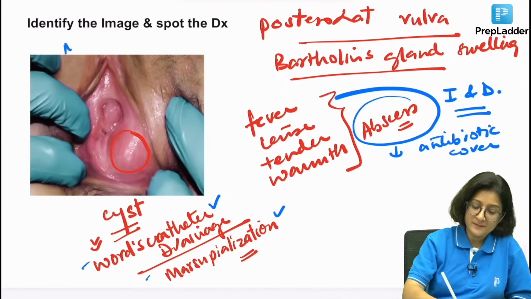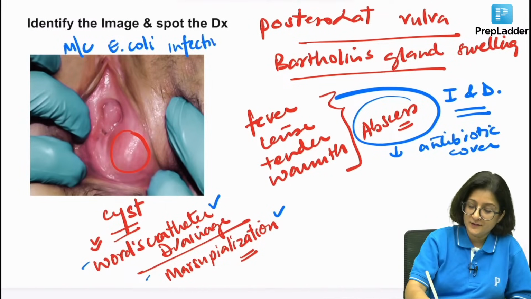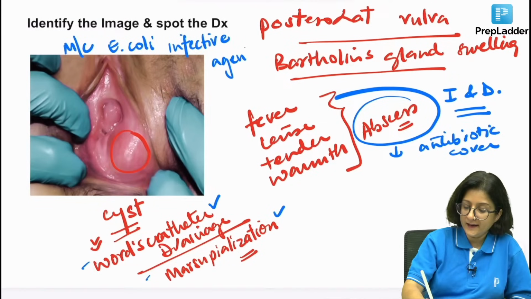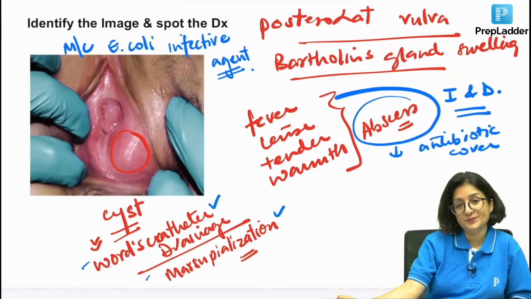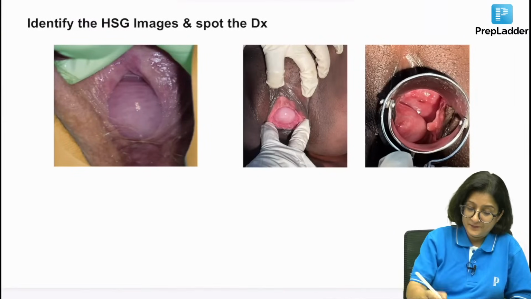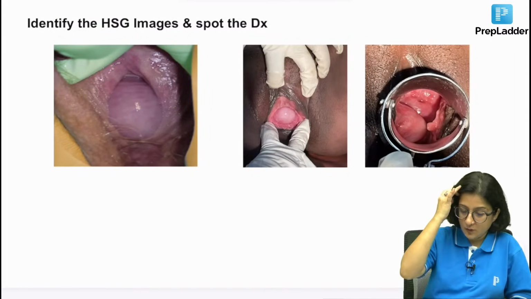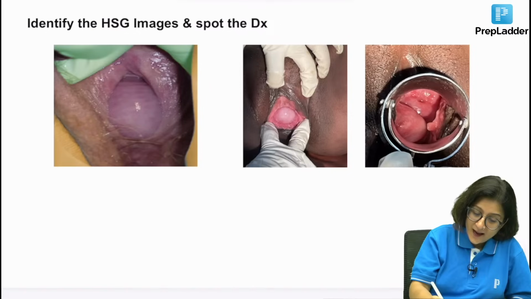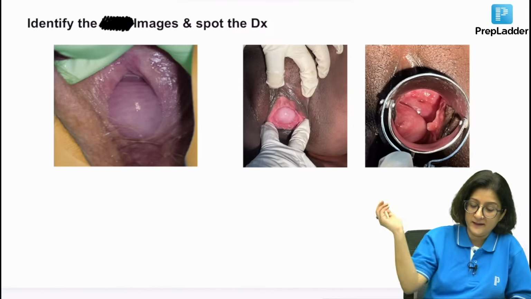Please remember that most commonly E. coli is the infective agent. Okay. Next, identify the, oh sorry, these are not HSG images. Identify the images and spot the diagnosis.